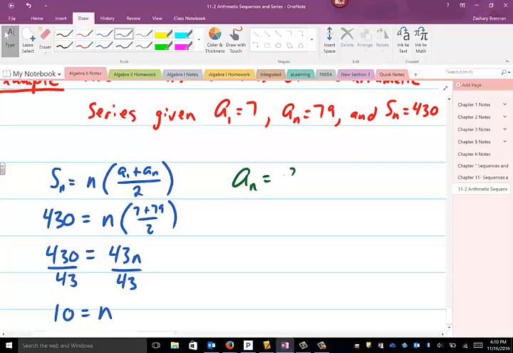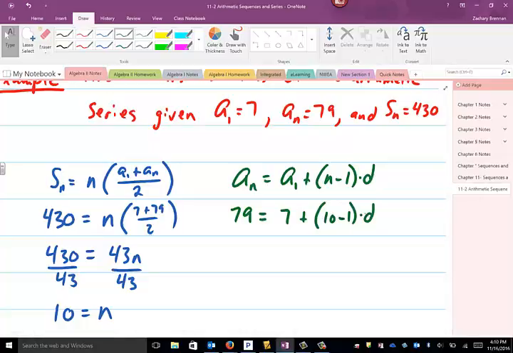a sub n equals a sub 1 plus n minus 1 times d. If you haven't caught on, what we need to do is just keep writing this formula. We know a sub n, it's 79. We know a sub 1, it's 7. I just found the n, so it's 10 minus 1. And now I can find d, and if you think about it, when I find d, I will know what to add to get to the next term, which means if I start at 7, I'll be able to get to the next 2. So let's see what that is.